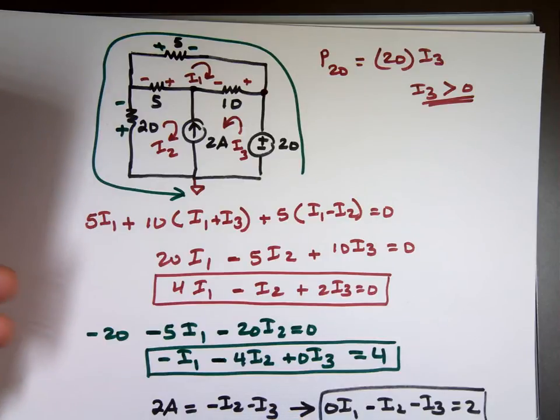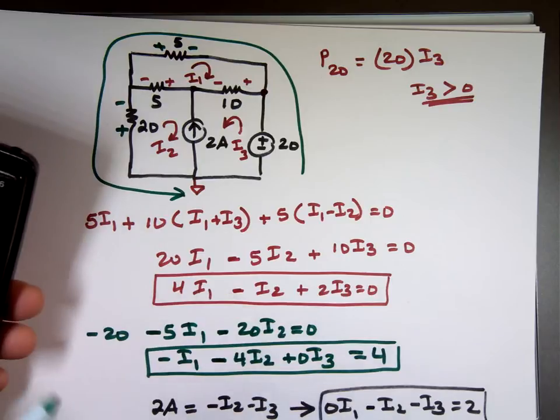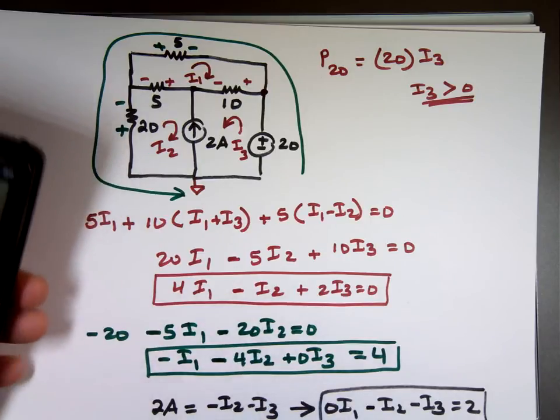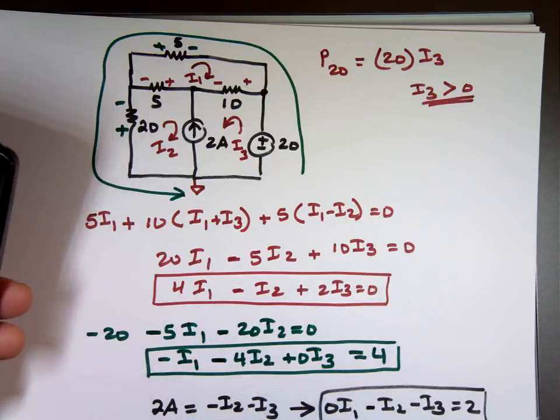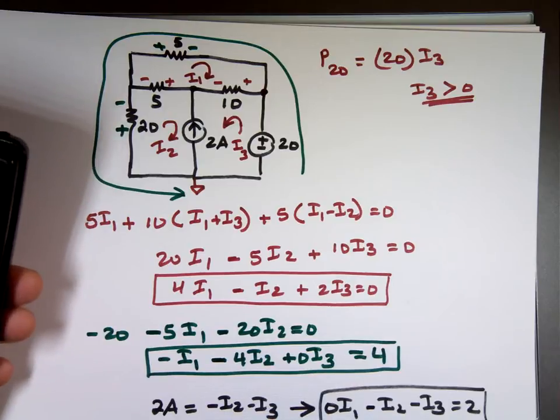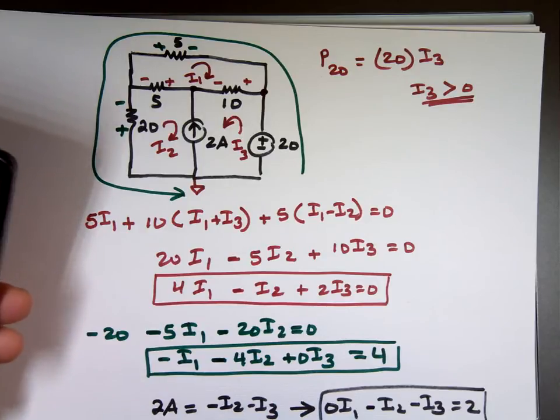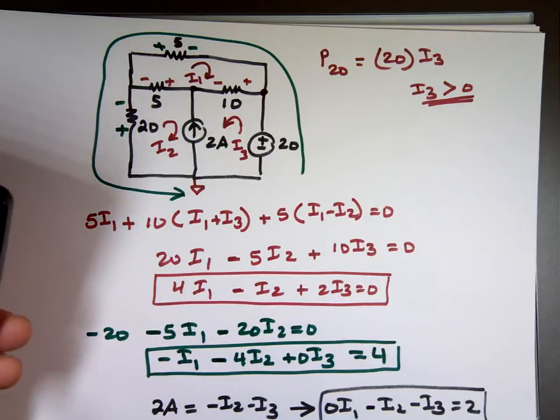Oh, I was looking back there. Uh-oh. This will be what? Minus 1, negative 4, 0, 4. The last one, 0, negative 1, negative 1, 2. Solve it.